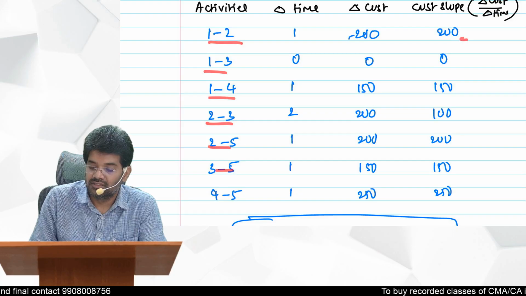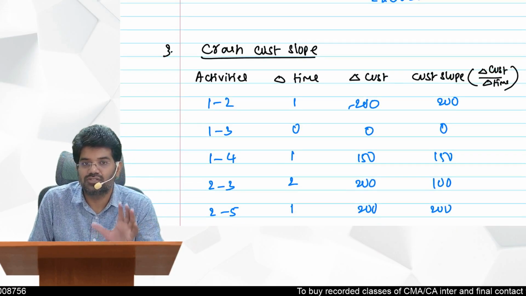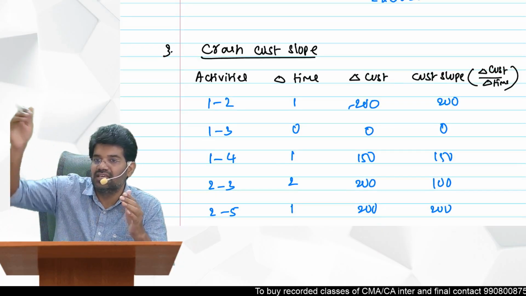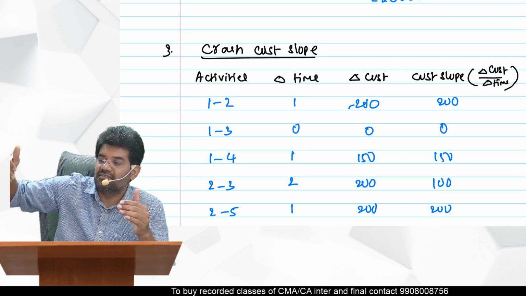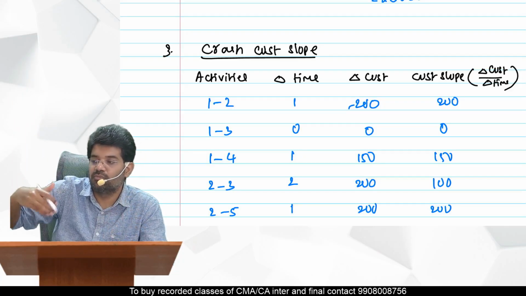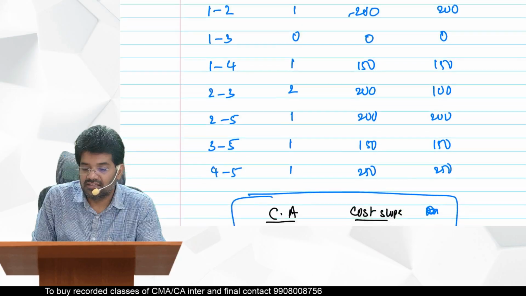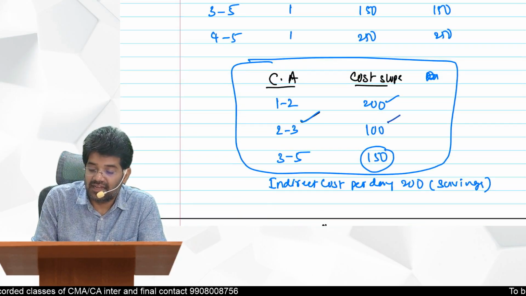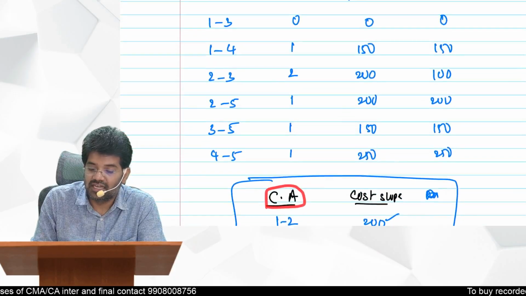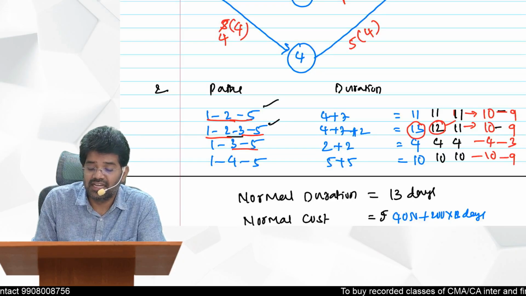Okay. So done. This is the first step in crashing. You should calculate the crash cost slope for every activity, the increase in cost per 1 day saved. That is what crash cost slope means, its interpretation. Okay. Then what you should do is list out all the critical activities. What are the critical activities? You will know the critical path: 1 to 2, 2 to 3, 3 to 5. So these are the three critical activities.